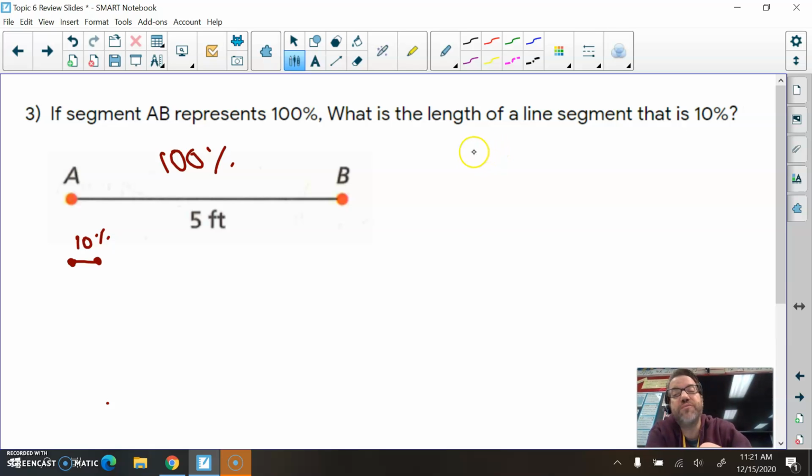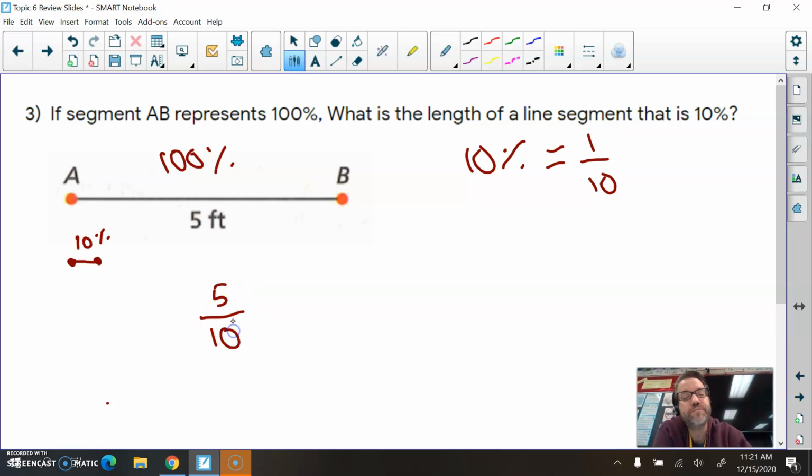10% as a fraction is 1/10. And if you want to find 1/10 of something, you just divide it by 10. So if 5 feet is 100%, then 10% would be 5 feet divided by 10. You know, when I write my division problem this way, it looks like a fraction, doesn't it? And 5/10 is 1/2, isn't it? So we could think of our answer as being 1/2 of a foot.